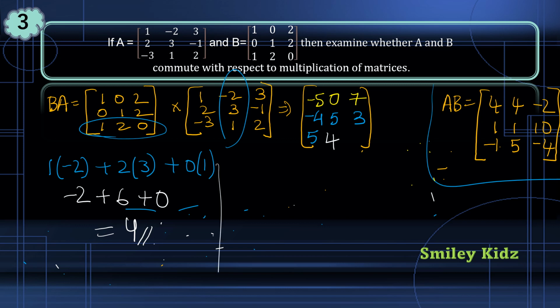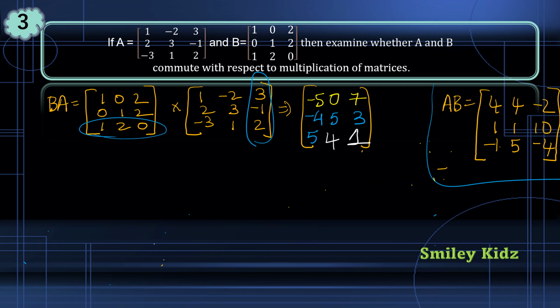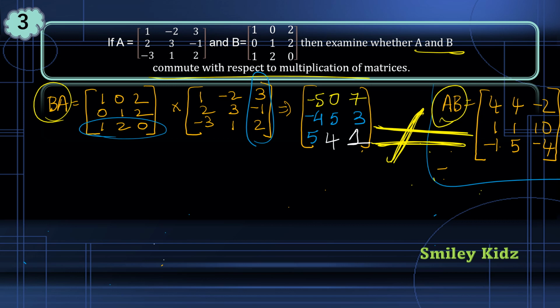Then lastly, third row with third column, that will be 1 into 3 plus 2 into minus 1 plus 0 into 2. Here we have 3 minus 2, that is 1. So here let's write down 1. So here have a look at AB and BA. If you look at them, they are not equal, right? Since they are not equal, therefore A and B do not commute with respect to the multiplication of matrices.